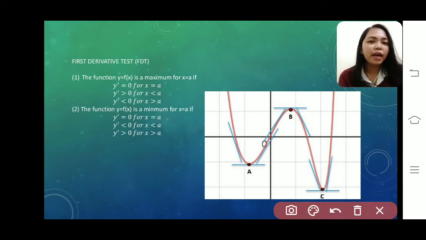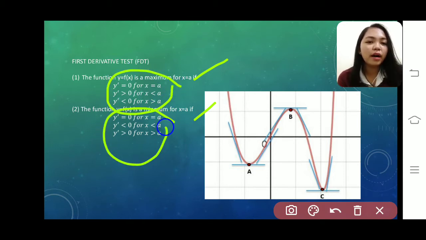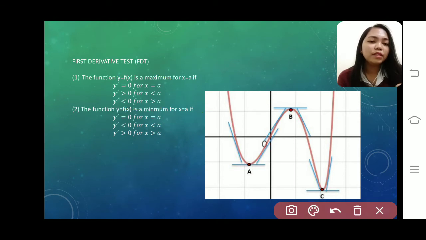So, anyway, we have the first derivative test. Hindi nyo na kailangan mag-draw pa ng mga tangent line. So, base dito sa mga values na ito, ititest nyo siya para kung alin yung masatisfy niyang condition. Therefore, dun siya pasok. Therefore, you can identify that point.